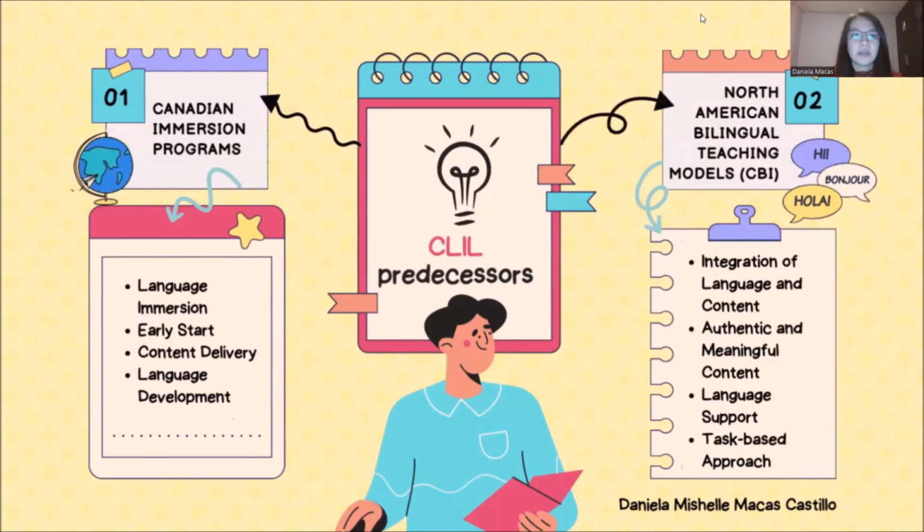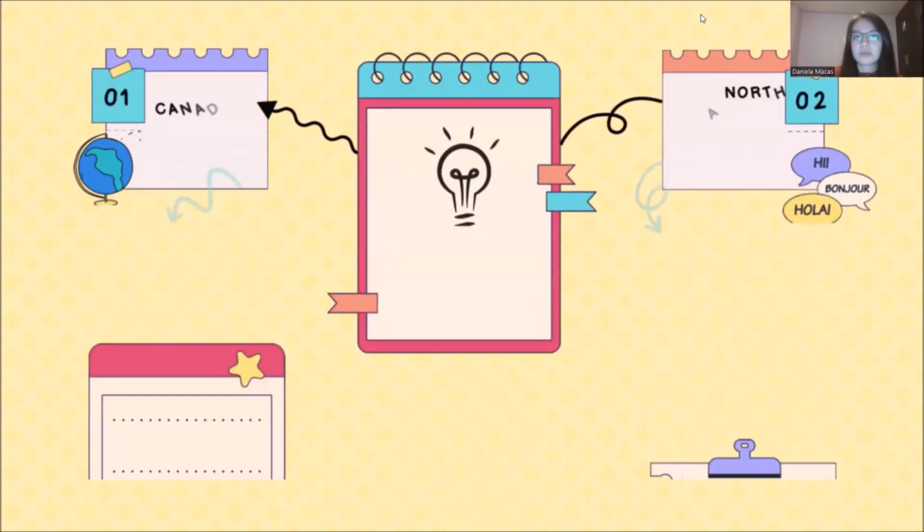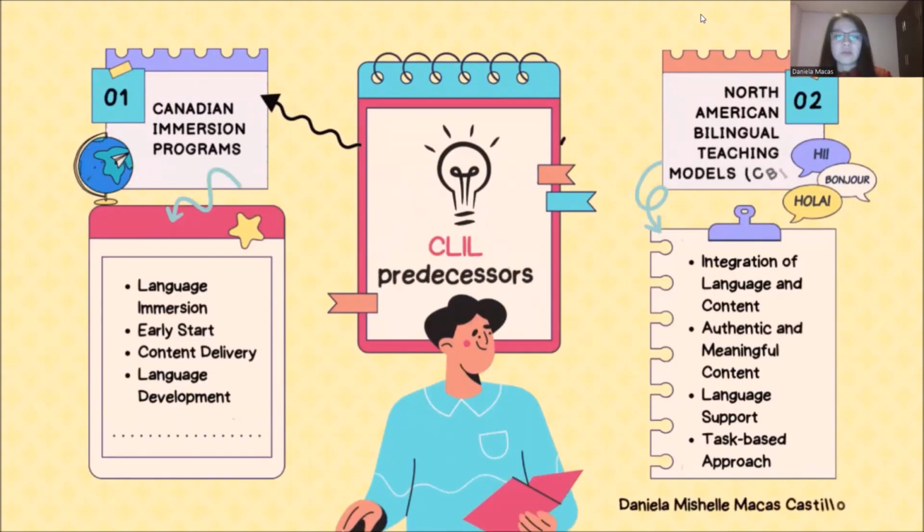So regarding Canadian immersion programs, immersion education is an approach in which students are fully immersed in a second language for instruction. It originated in Canada in the 1960s and later spread to other countries. Immersion education focuses on teaching the entire curriculum in a second language, typically from an early age. Its main characteristics involve, first of all, language immersion.